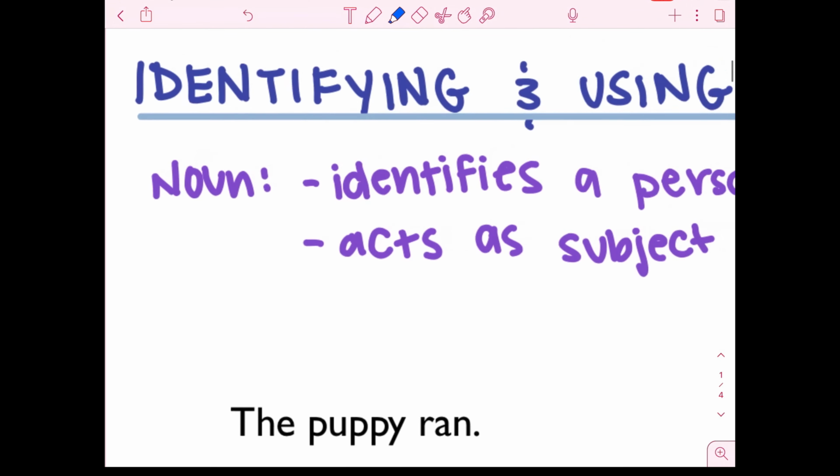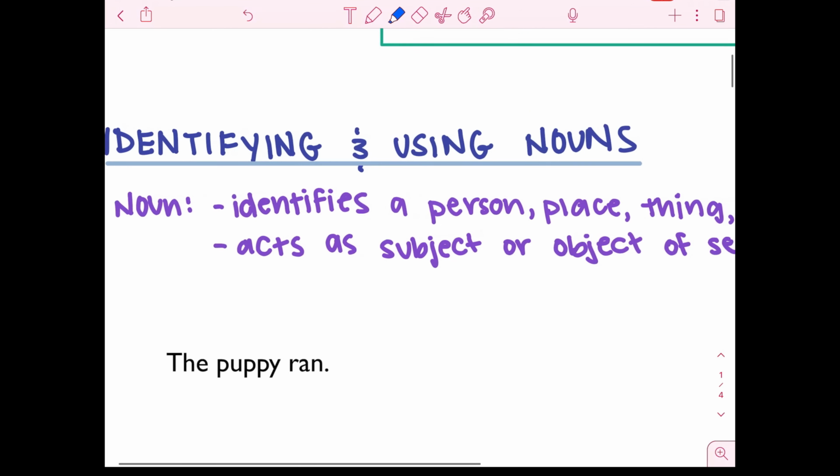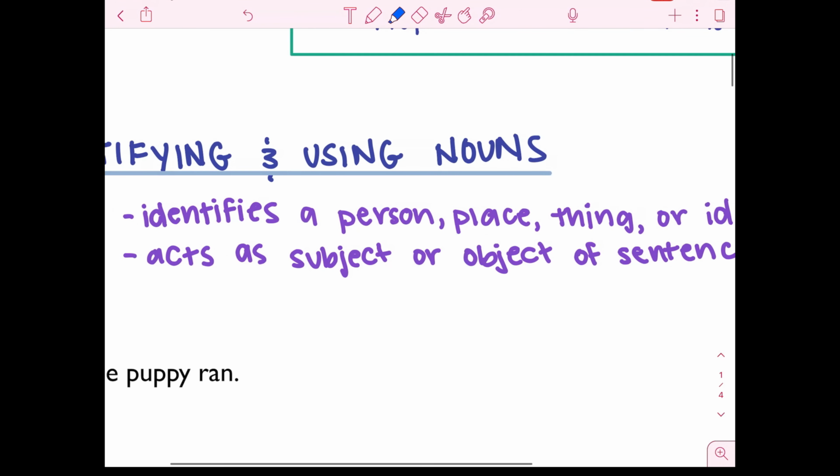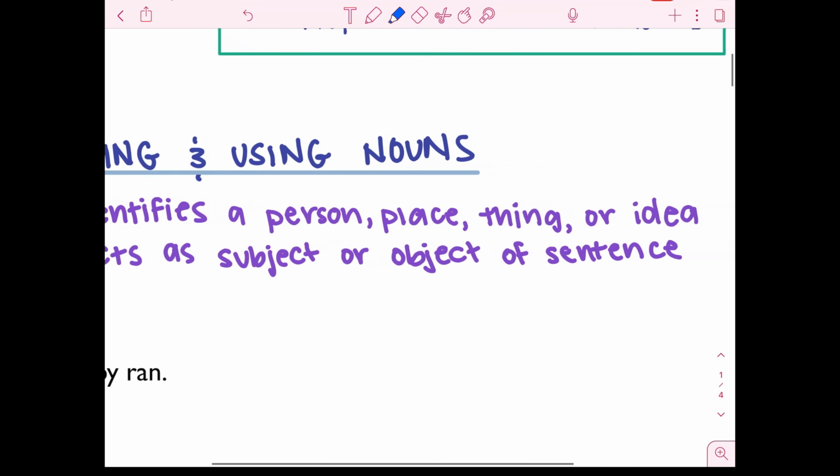So let's first define what a noun is. A noun is a part of a sentence or a word actually that identifies a person, place, thing, or idea. Person, place, thing, or idea are really important because a noun can appear in any of these four forms. So you have to remember person, place, thing, or idea. And a noun actually acts as the subject or object of the sentence. So the main subject that we will be talking about in this sentence.